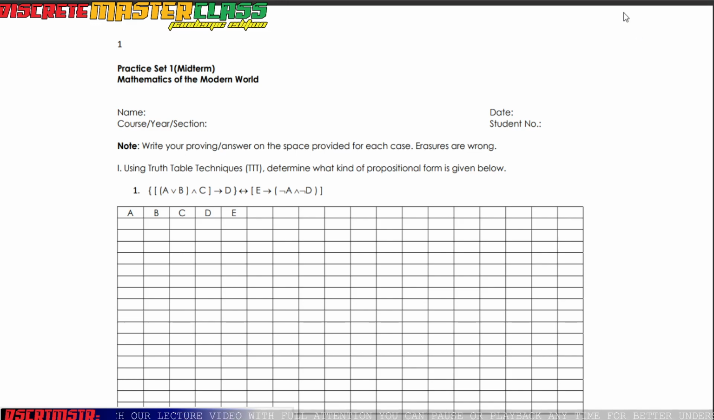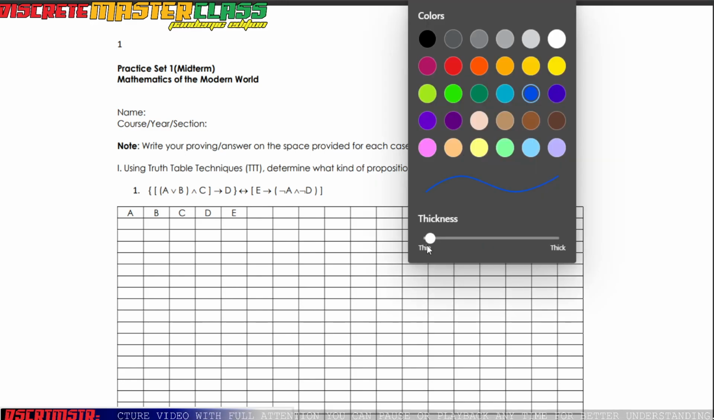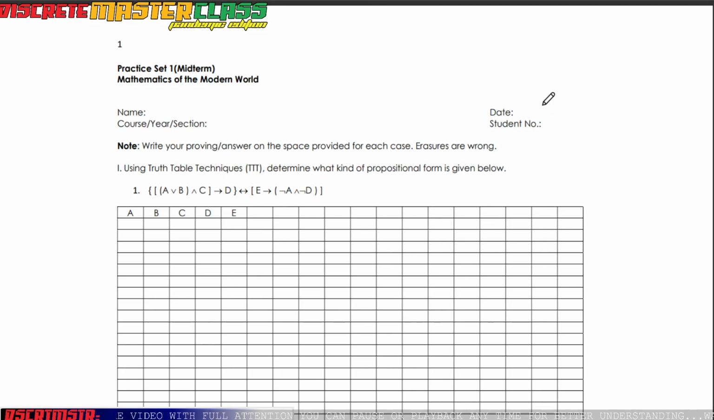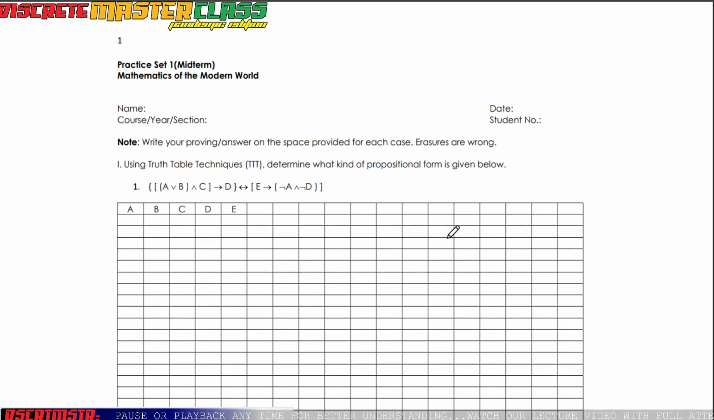For number 1, using the truth table technique or TTT, determine what kind of propositional form is given below. So you will determine the kind of propositional form that is given below. So dito, truth table technique lang.